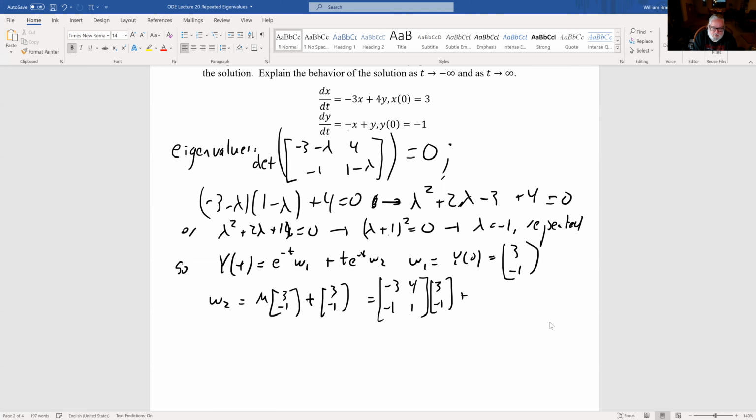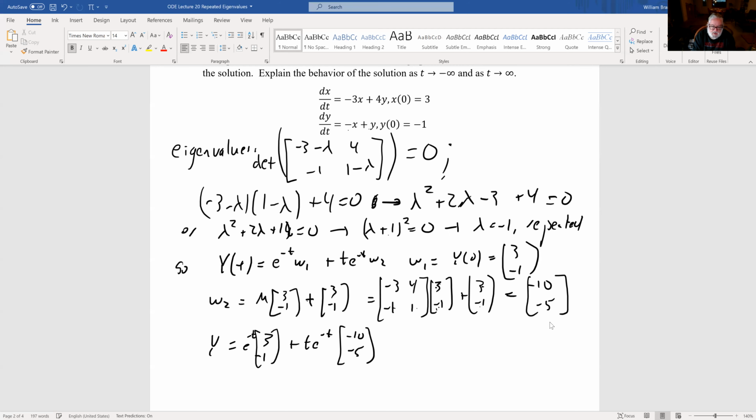Times our initial condition plus the initial condition. And that gives W2 equal to, well, -9, -4 is -13, plus 3 is -10, -3 minus another 3 is -4, minus another 1 is -5. So there's our solution: e to the minus t times (3, -1) plus t e to the minus t times (-10, -5). And we note that this is an eigenvector.